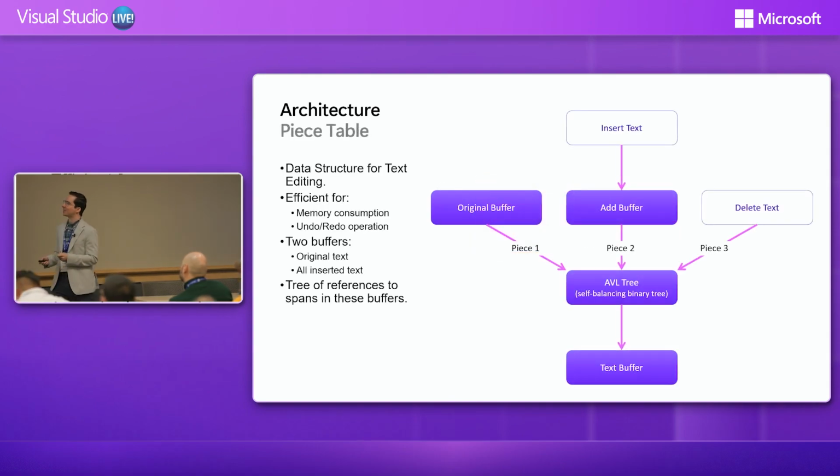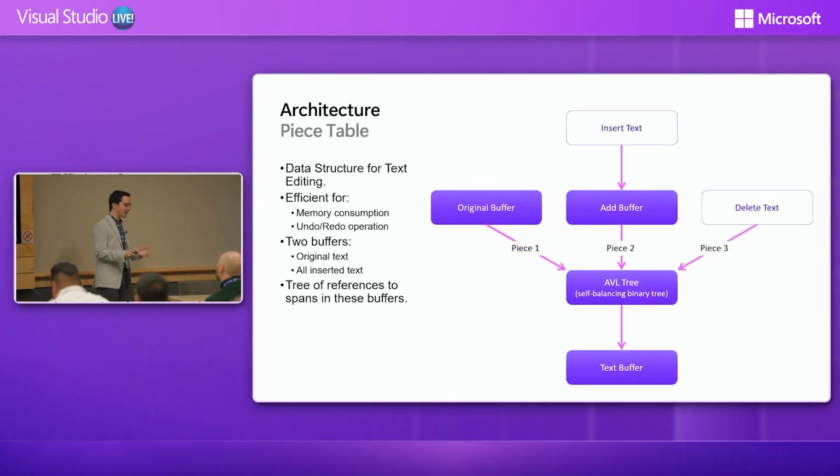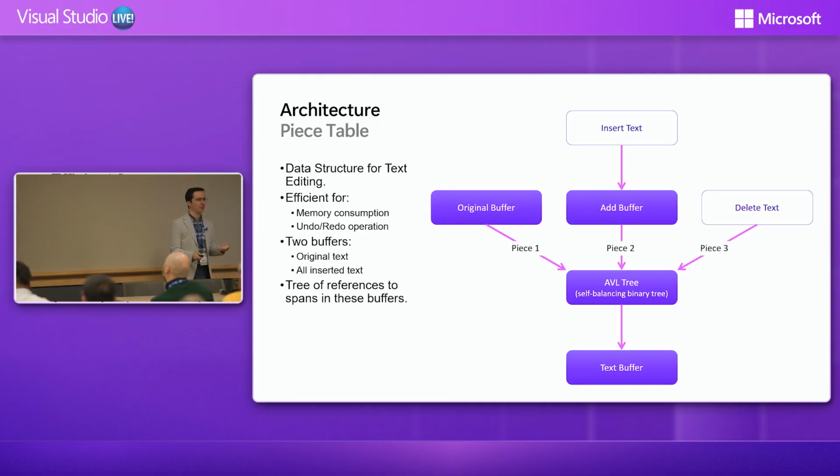So a piece table is essentially a data structure made for text editing that has been proven for decades now, that is very efficient for memory consumption and undo, redo operations, and so in general, text editing. So the way it works is the following. When you open your document in Visual Studio, your document will end up in the original buffer, and it won't change. But then every character that you type into the editor will get added to what we call an add buffer, which is just a bag of characters, and we add everything you type into there.